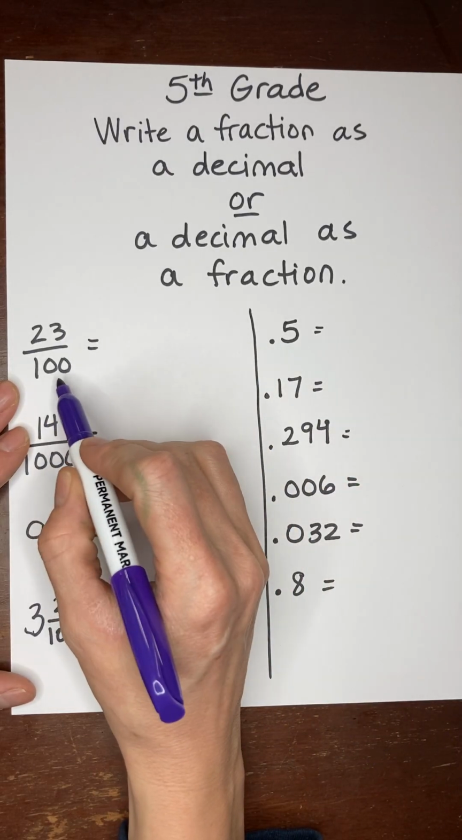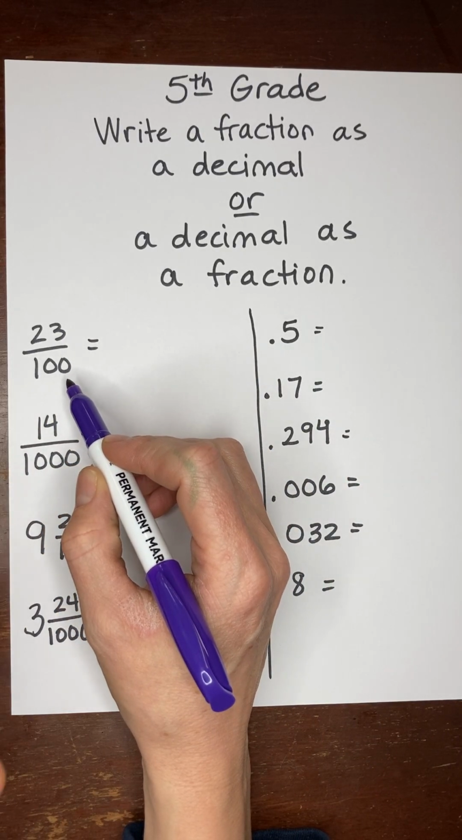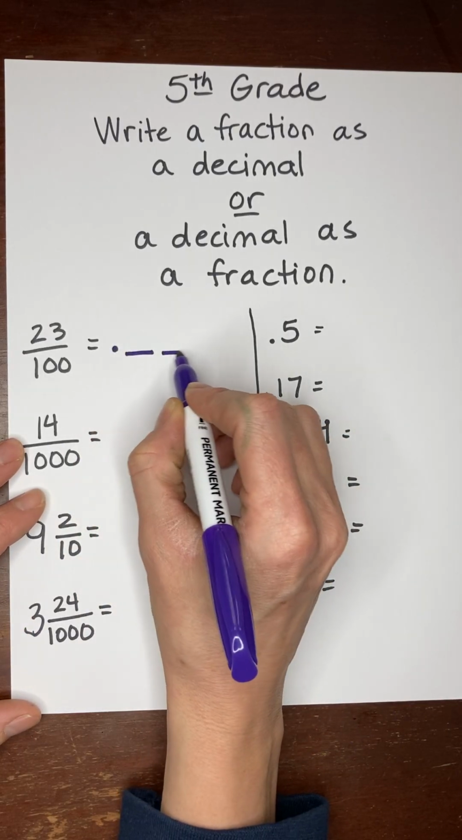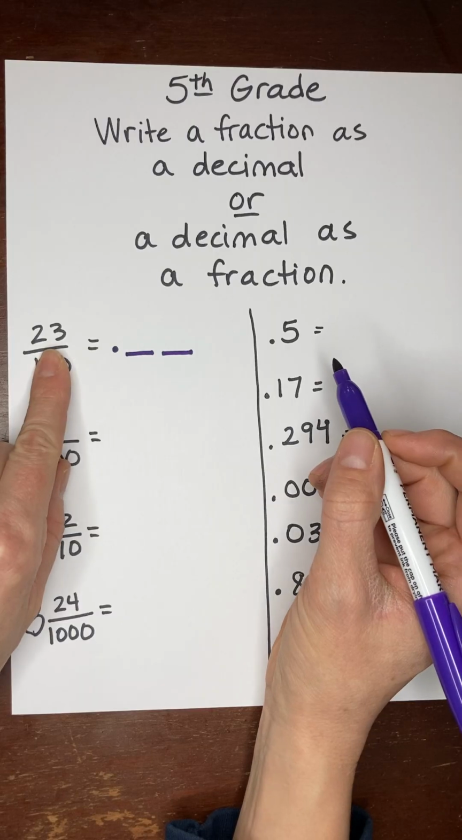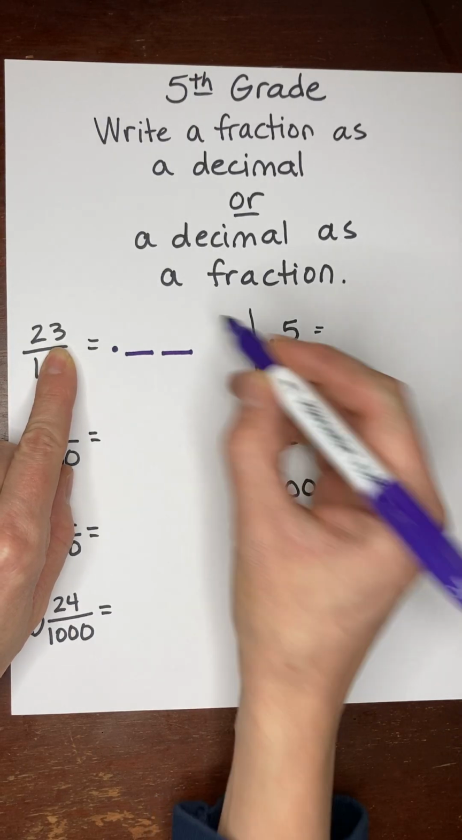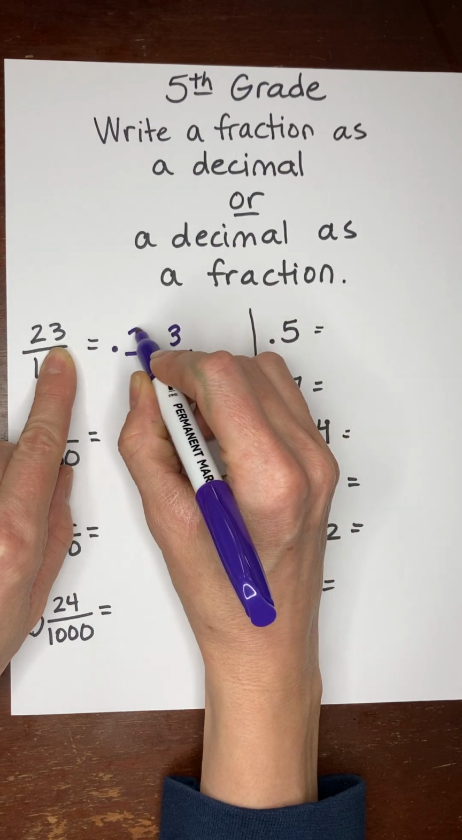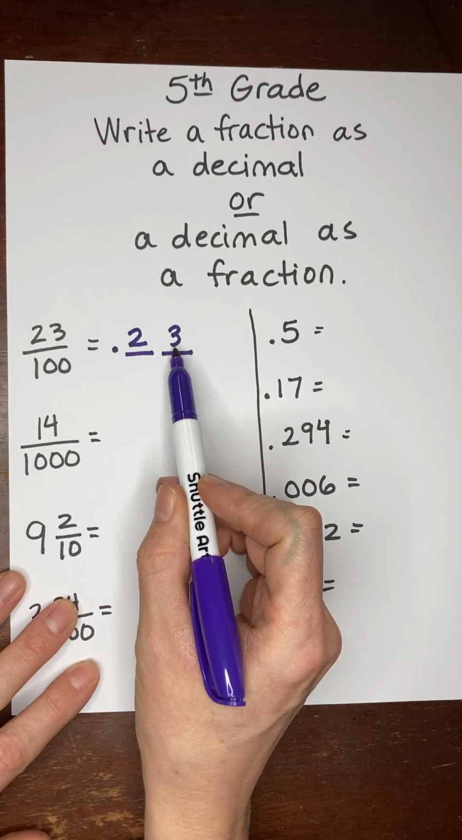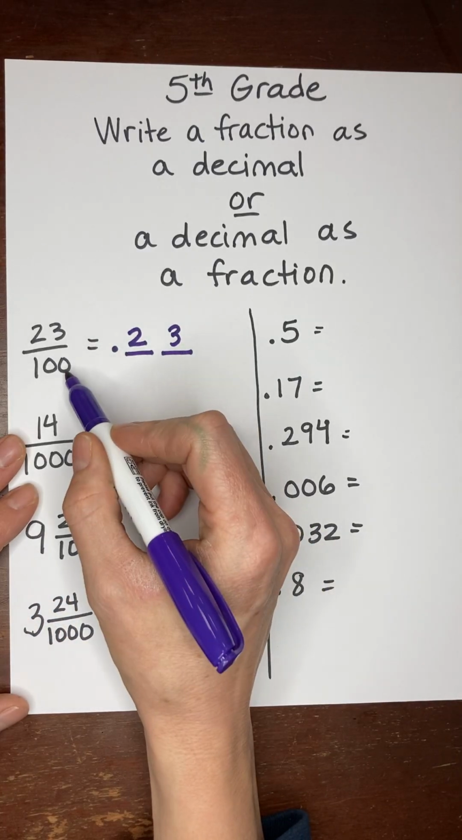Well, the 100 tells me that I have 2 decimal places. So I can put a decimal and I can write 2 lines, and then I'm going to look at my number. It's 23. This number needs to finish in my last decimal place. So I've got the 3 and the 2. So this is all I have is 0.23. That's my 23 100ths.